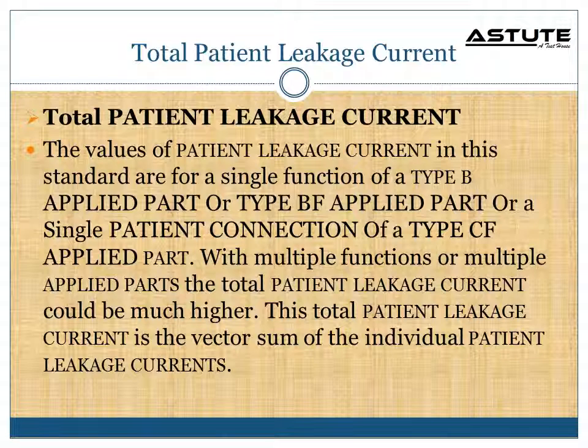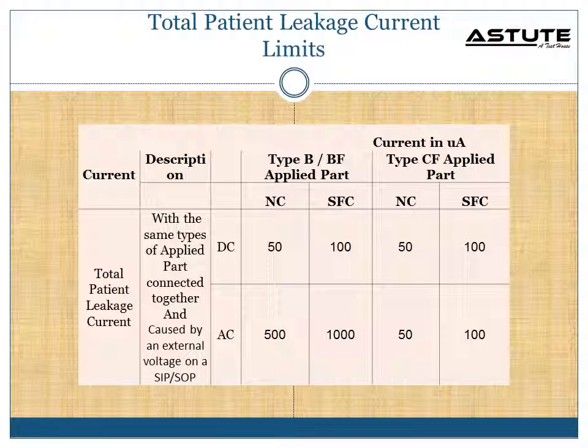Total patient leakage current is the vector sum of the individual patient leakage currents. With multiple functions or multiple applied parts, the total patient leakage current could be much higher. Total patient leakage current limits are as follows: for type B and BF applied part, in normal condition 500 microampere and single fault condition 1000 microampere. For CF applied part, in normal condition 50 microampere and single fault condition 100 microampere.